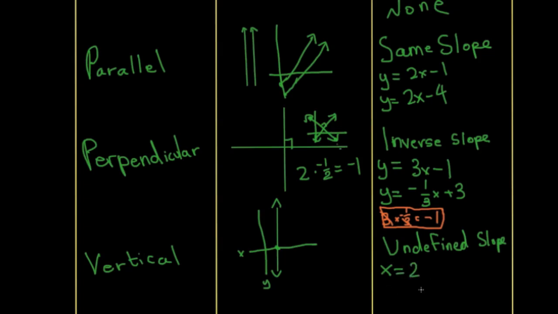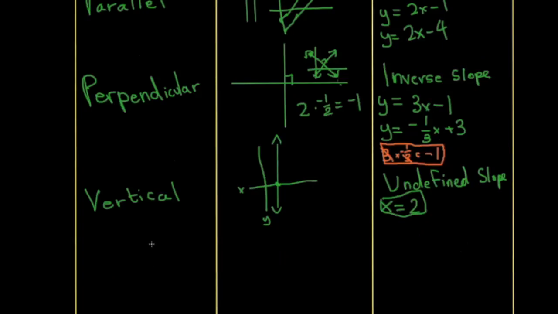If you write this, then we automatically assume that it goes through every single y value there is. So we just need to know that x is equal to 2. If you are given a vertical line, this is all that you need to write: x is equal to 2 or x is equal to 7, anything like that. That's all you need to write.